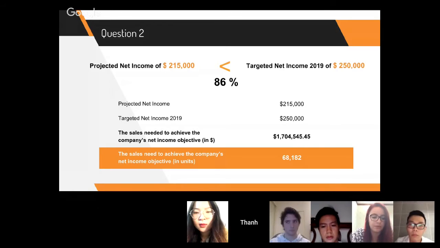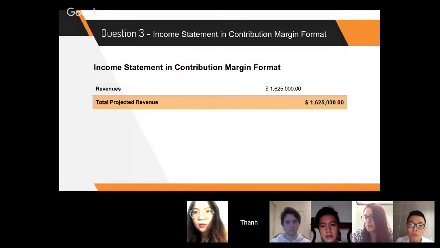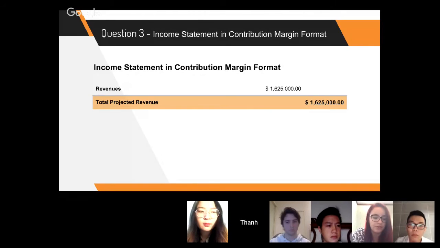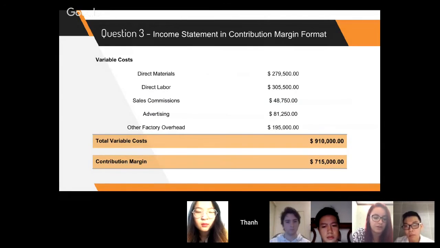Following, we did the income statement to create an overview for the president and CEO. Firstly, the total projected revenue is $1.6 million. Following the variable costs, the total variable costs are $910,000, namely the direct material and direct labor, sales commissions, advertising, and other factory overhead.